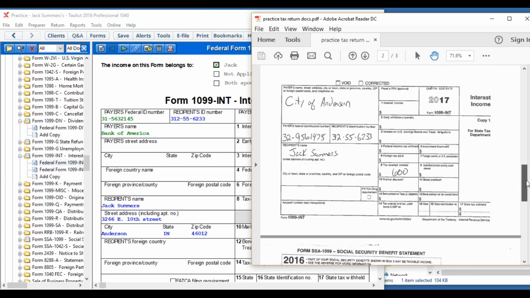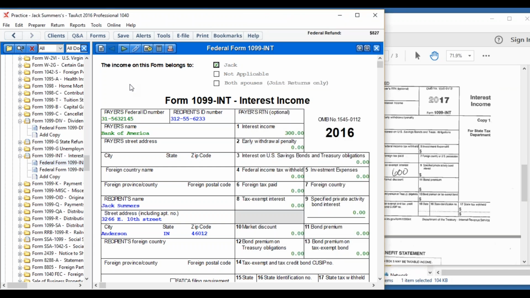But notice on the second one, it looks like we had some kind of a bond. This was through the city of Anderson, and this $600 down here is considered tax exempt. So that's tax-free interest. We still need to put it on our return though, because that tax exempt amount will come up and be used in different calculations for different items, even though it's not going to be taxable. So I do want to create another 1099 INT for the city of Anderson and put in that 600 down here as tax exempt interest.